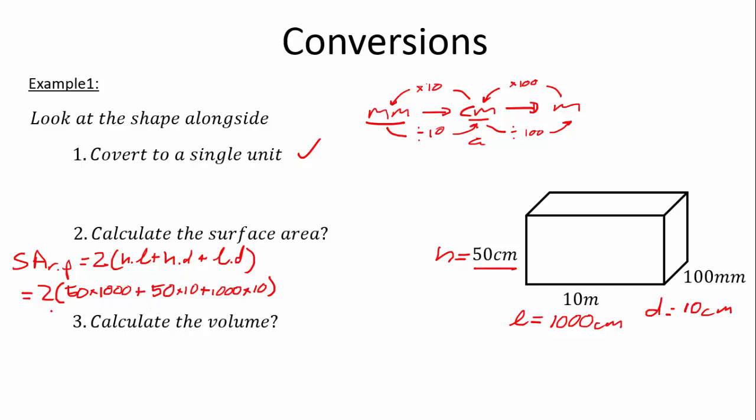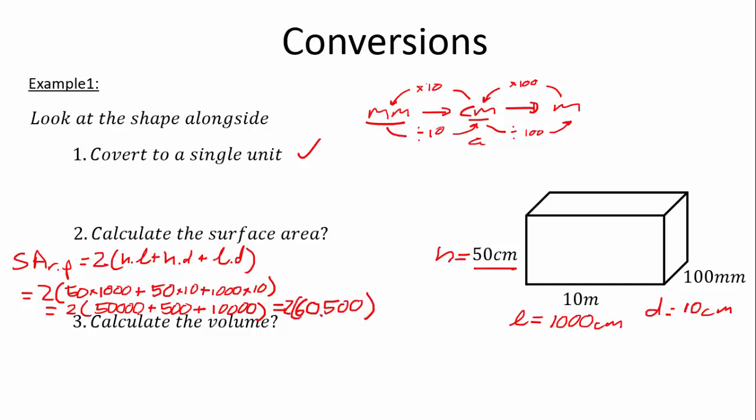Right? We can sub those all together to get 2 times 50,000, plus 500. Remember, we just add the noughts, plus 10,000. What happens when we add all those together? 50,000 plus 10,000 is 60,000, plus 500 is 60,500. So that is equal to 60,500, all multiplied by 2, don't forget that.